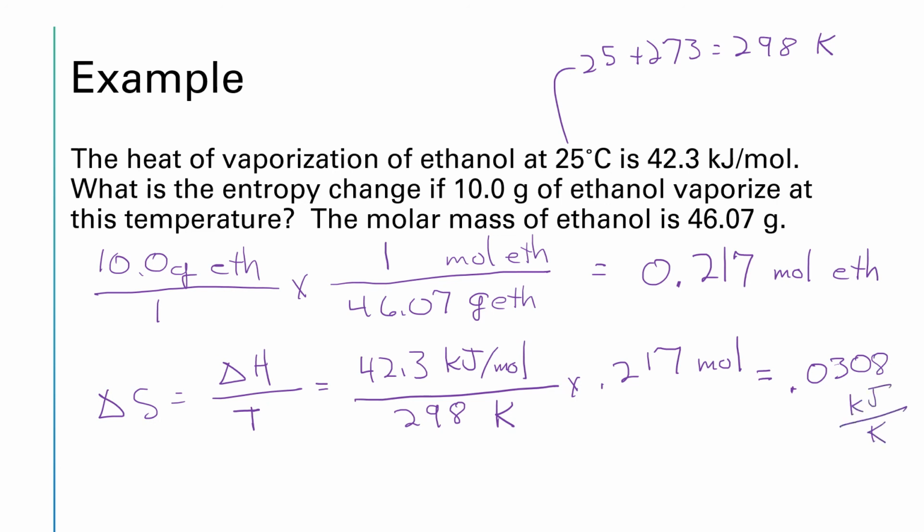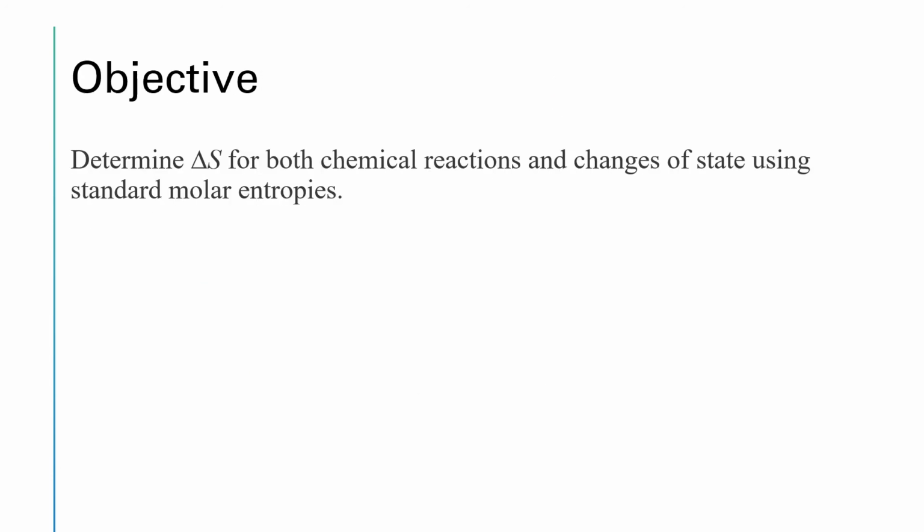So now you can see why entropies often are given as joules. I'm just going to go ahead and move the decimal over 3 times to have a little bit different sized number here. So that's equivalent to 30.8 joules per Kelvin. So if we are going to find delta S for a phase transition, delta S is going to be equal to delta H divided by the temperature of that phase transition.